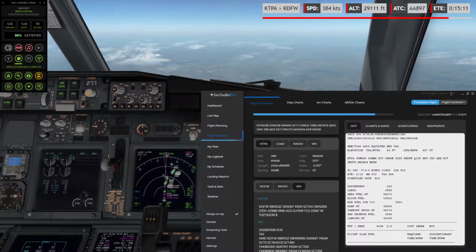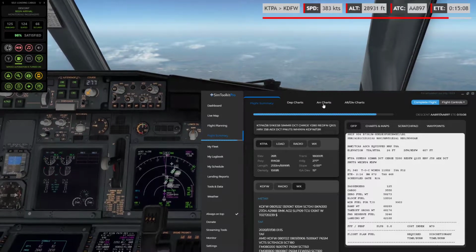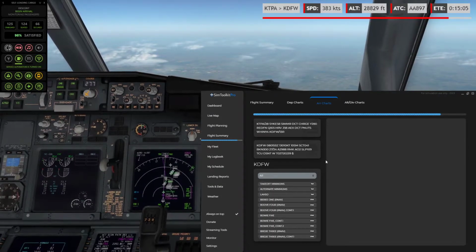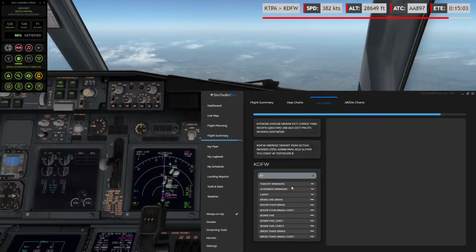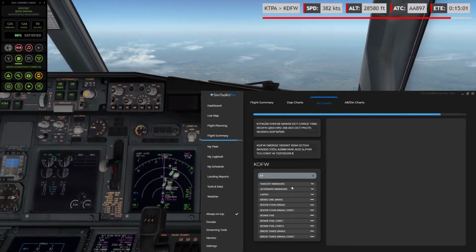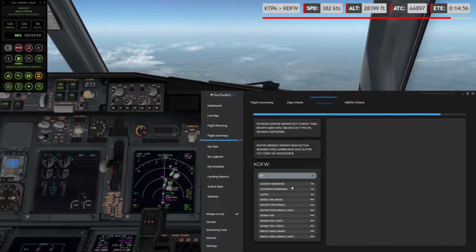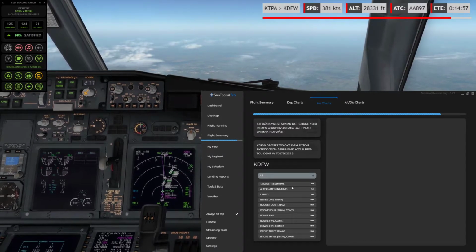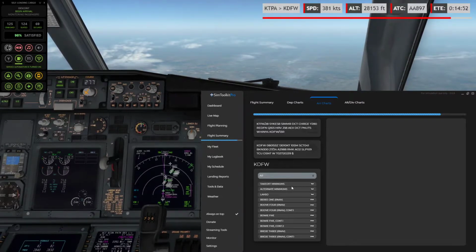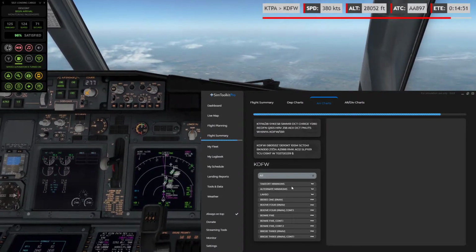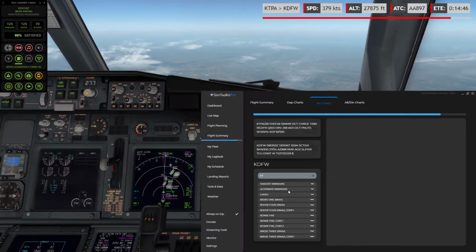So this is a new feature on the 0.6 version. You can access the charts right here. I'm not sure if it works at all airports. Oh, actually it does not. I've tried on several airports, and it doesn't show up. But I think for most of the US airports it actually works. I mean, the US airport charts are quite easily accessible.